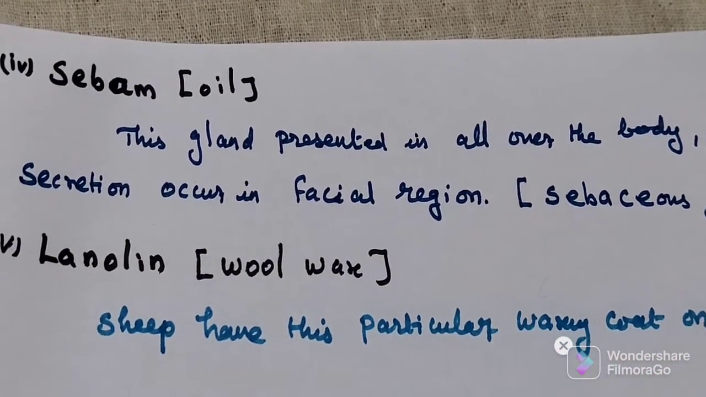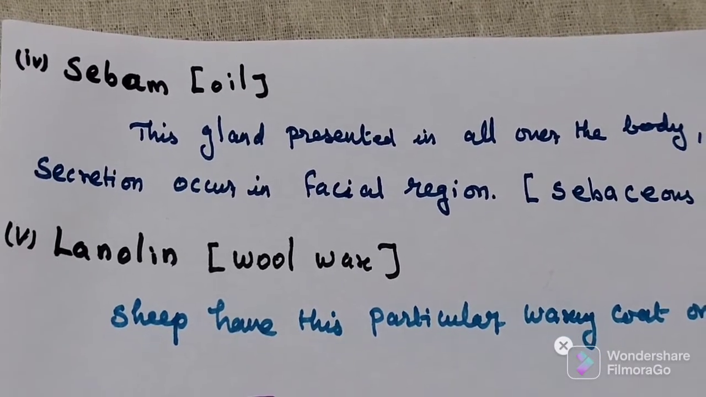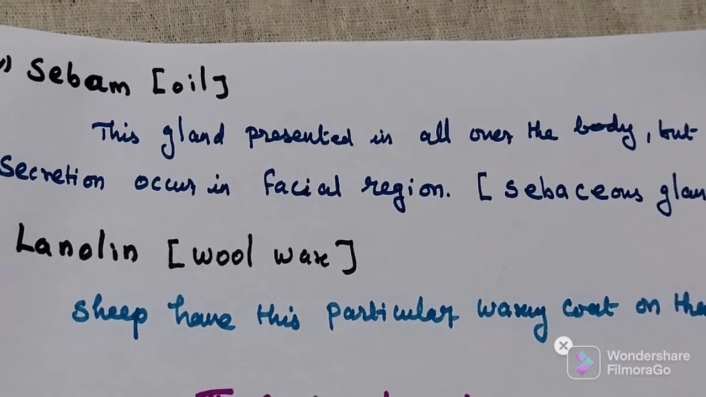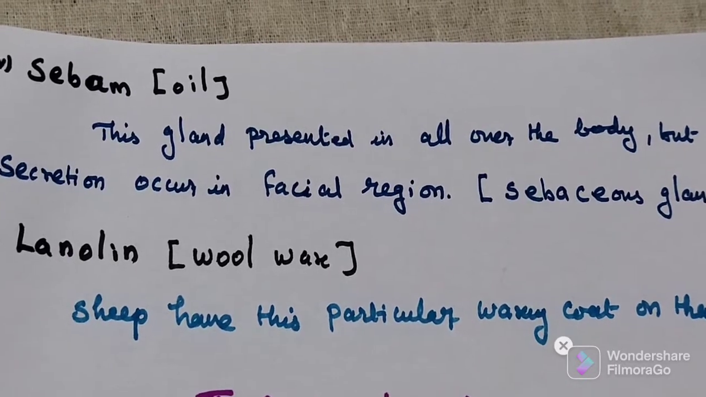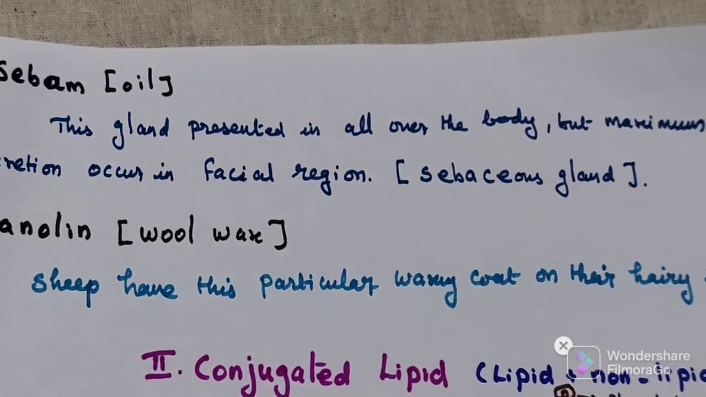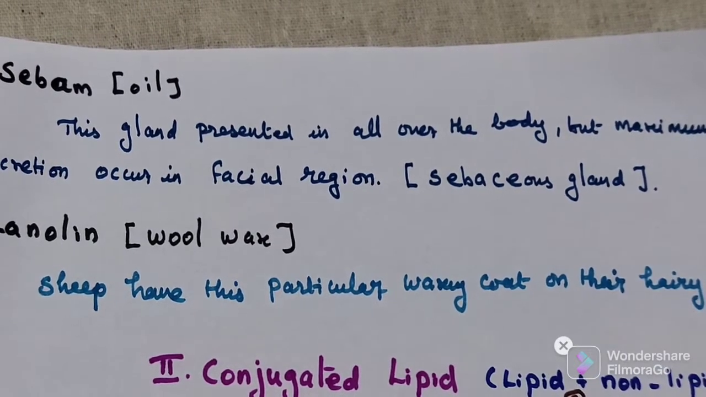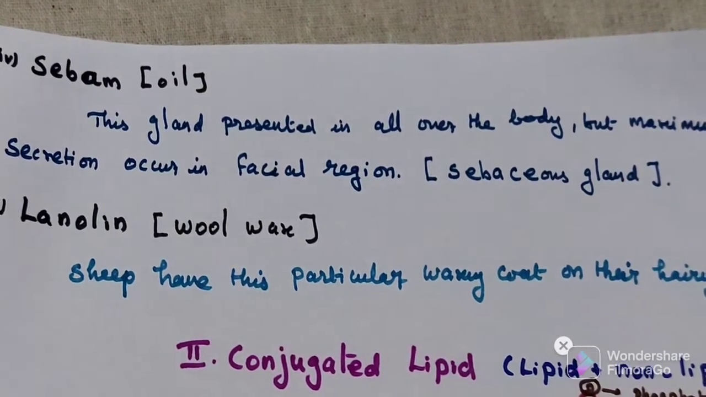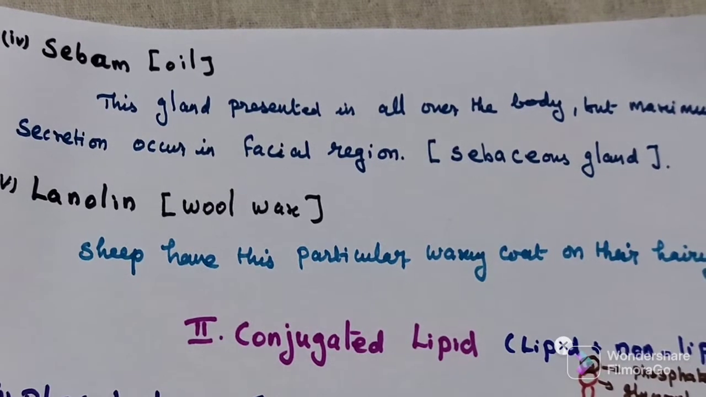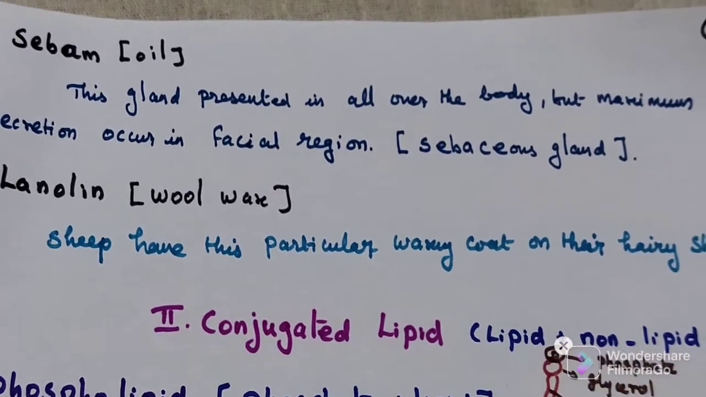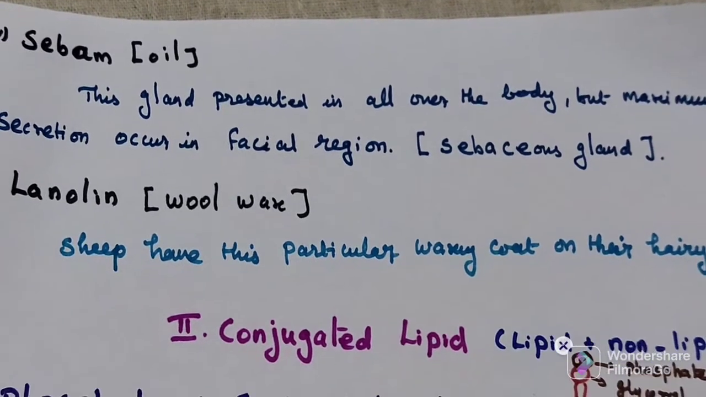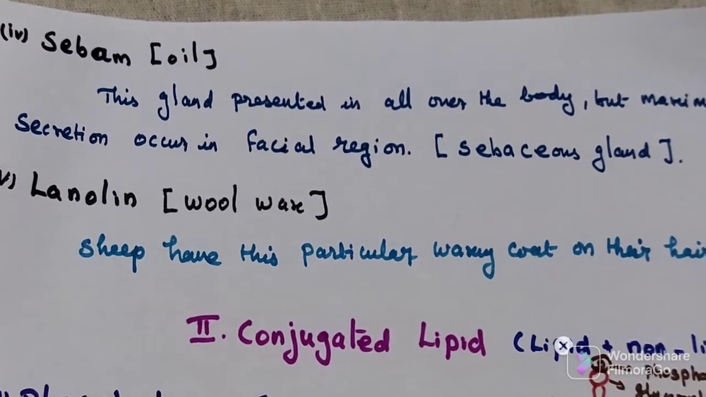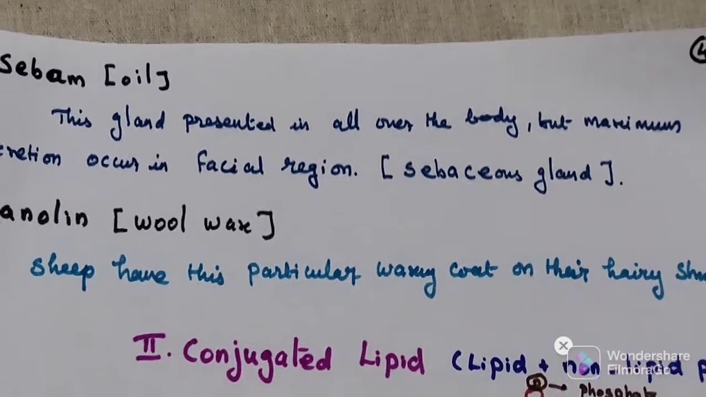Another example is sebum, commonly called skin oil. We have this gland all over the body, but most of these glands are present in the facial region. Many times our face turns oily because of this gland, the sebaceous gland. Its secretion is known as sebum. Then the last one is lanolin, commonly called wool wax. It is present on the hairy structure of sheep, which have this particular waxy coat on their hair.